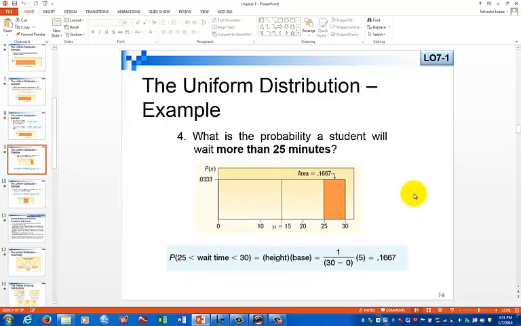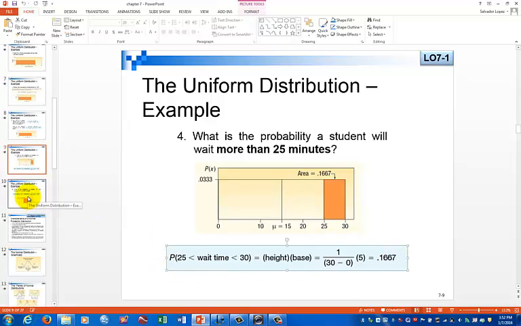What is the probability that a student will wait more than 25 minutes? Well, more than 25 minutes is 25 or higher. The highest possible value is 30. So it's the area between 25 and 30 with the same height here. So it'll be 5 on the base and 0.0333 on the height. If you multiply those two values, you get 0.1667 or 16.67% chance.